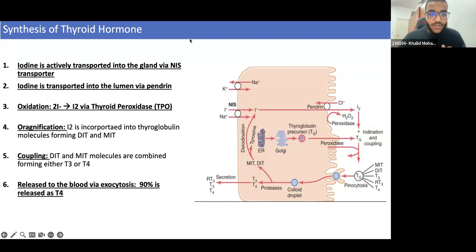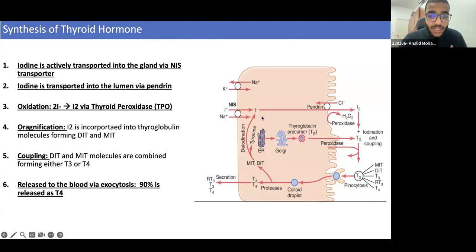Okay, so it's important to note as well that all of these reactions, the oxidation, organification, and coupling, are done by thyroid peroxidase or TPO. So that's a very important enzyme for thyroid production. Now, this is the iodide pump. If this is not working, then the thyroid gland will try to compensate by adding more thyroglobulin molecules because it would want to make use of any iodide that's coming in.